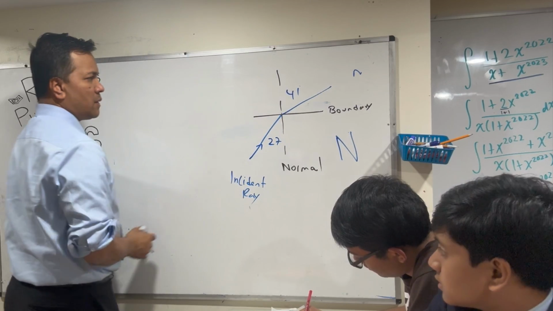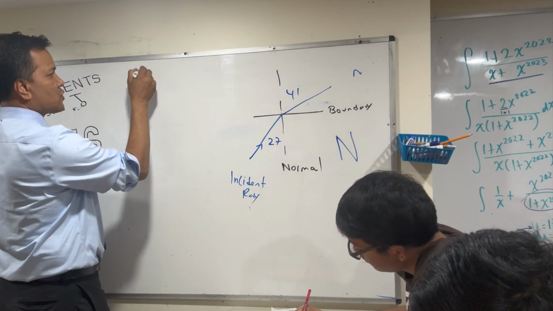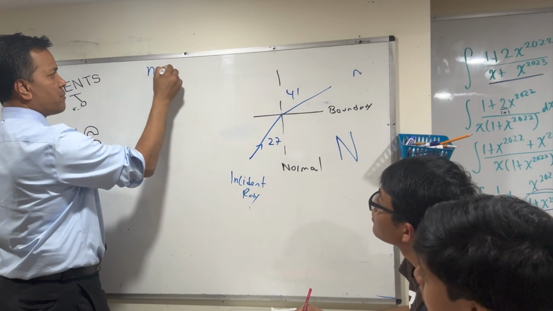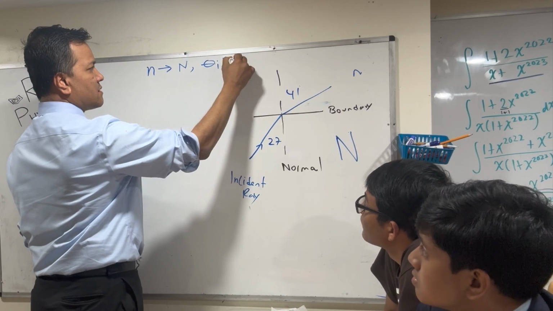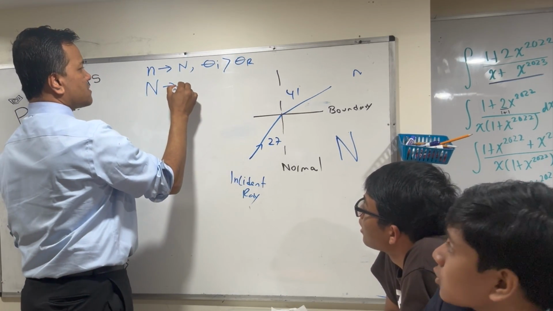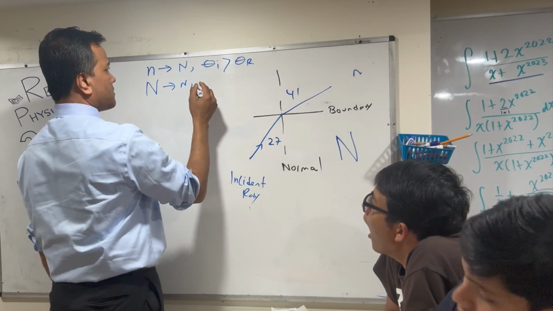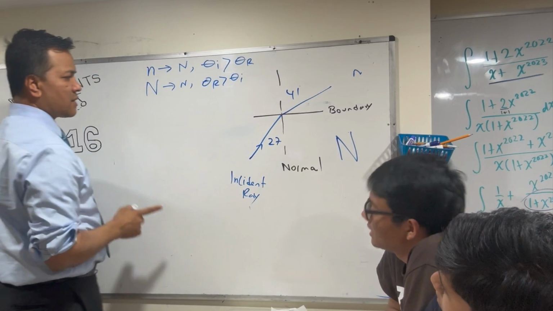Good. Excellent. So what do you know: when things go from small n to big N, the incident ray is bigger than the refracted ray. And when it goes from big N to small n? It's the other way around. So the refracted ray is bigger than the incident. Okay, let's see.